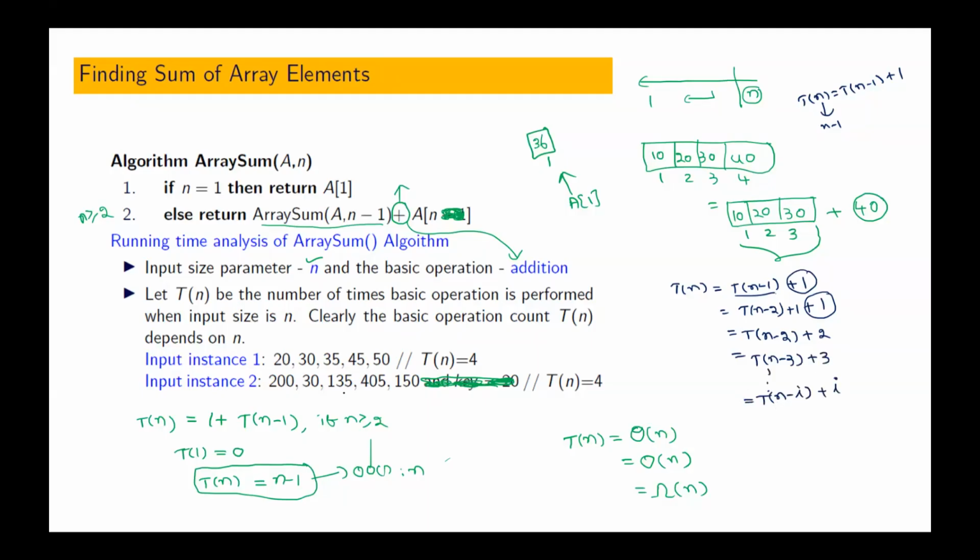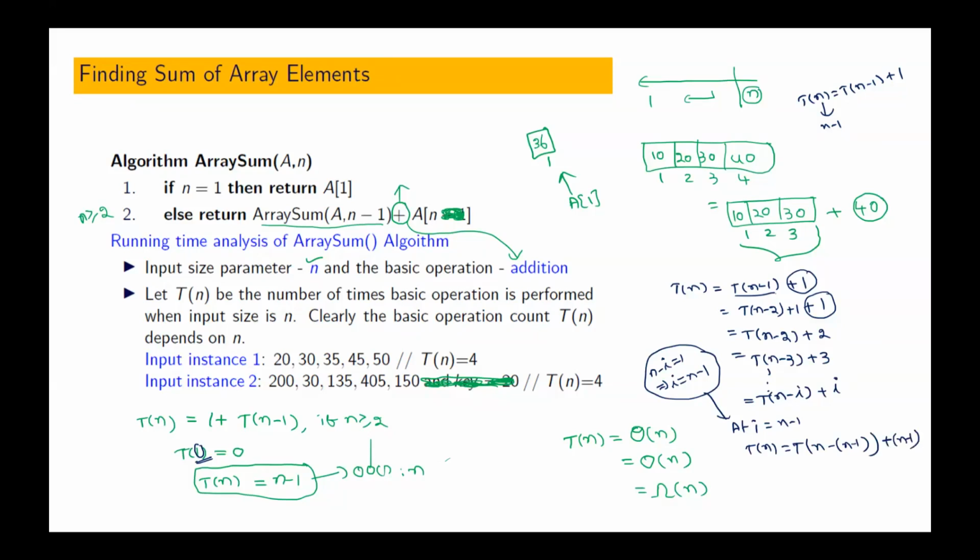But what is the value that we know here? T of 1 only we know. When do we get 1 here? n minus i should become 1. That means i should become n minus 1. So at i equal to n minus 1, what is T of n? T of n minus 1 plus n minus 1.